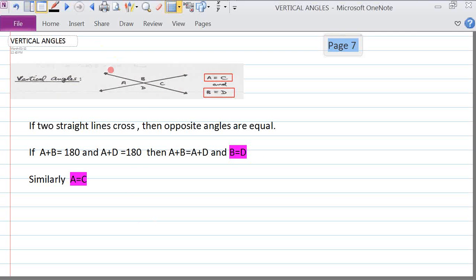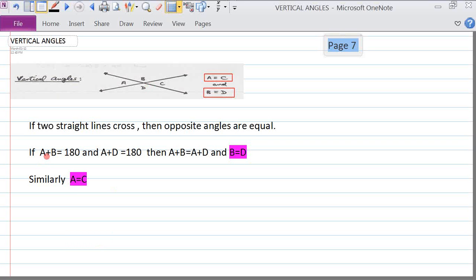Vertical angles: if 2 straight lines cross, then the opposite angles are equal. So here we have 2 lines that cross, and in this case, the angle A, right in here, equals the opposite angle, C, and the angle B, which is right here, is equal to D.